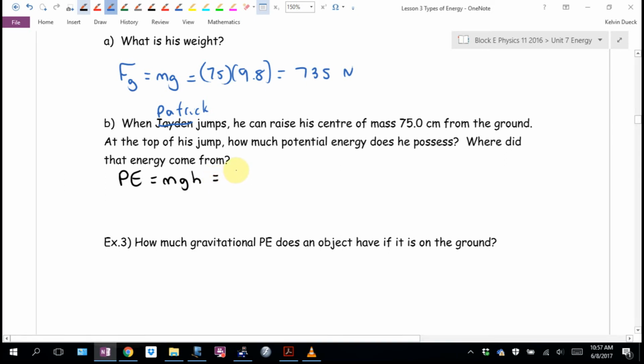You know what, Patrick? Instead of going mg, I'm just going to go 735, because that is mg. The height that you jump to is not 75, 0.75, not 0.075, just 0.75. Trust me, I've seen you jump. I don't know if you can jump this high, but you can jump higher than 0.075. Even I can jump higher than 0.075. How many joules of energy does he have stored at the top of his jump?